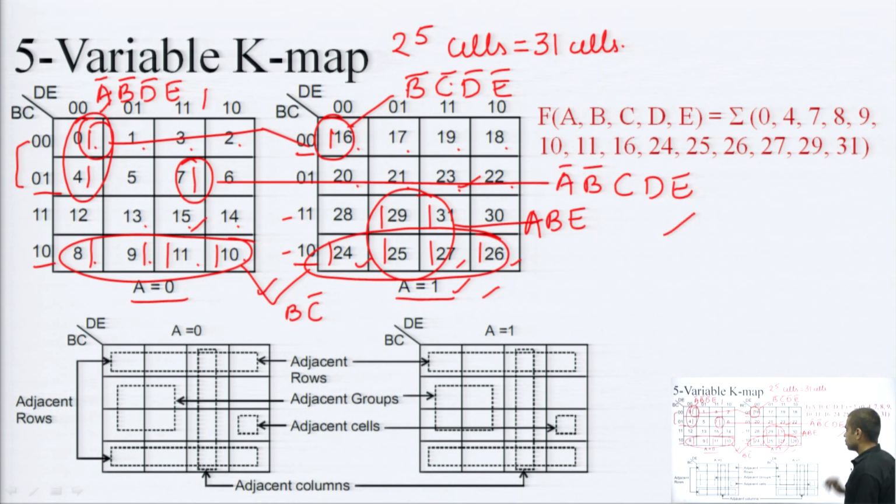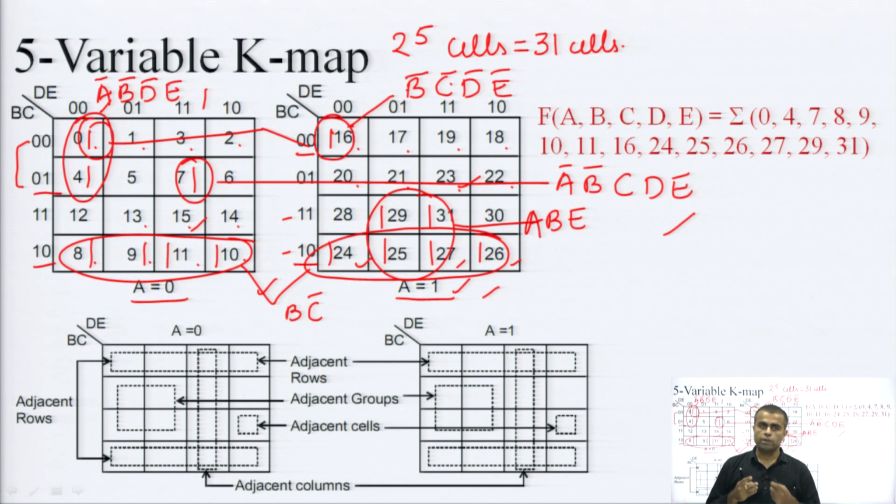So these are the grouping possibilities for the 5 variable K map. You can see that these are adjacent rows, adjacent groups, adjacent cells, adjacent columns. If a group is formed in both the K maps, then it will be associated with neither A nor A bar. If a group is formed in the first K map, it will be associated with A bar, and if a group is only formed in the second K map, it will be associated with A. So with this we come to the end of this lecture. Thank you very much.